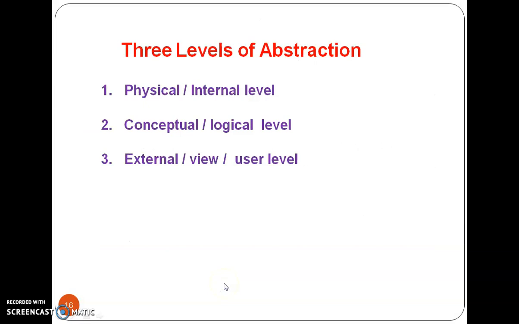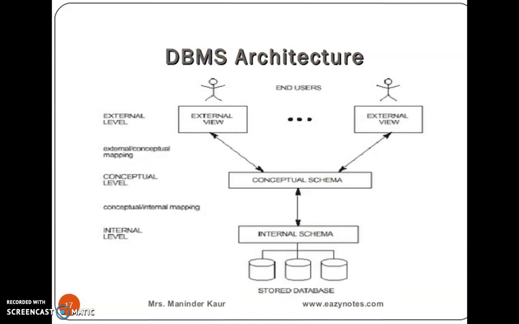So we are going to proceed with the 3 levels of database management architecture: physical level or internal level, conceptual or logical level, and external or view or user level. This is the pictorial representation of the 3-level architecture. Here we have the stored database, and the next level is the internal level, on which the internal schema acts, and the mapping is the conceptual-internal mapping, that is between the internal level and the conceptual level. Another mapping is carried out between the conceptual level and the external level.